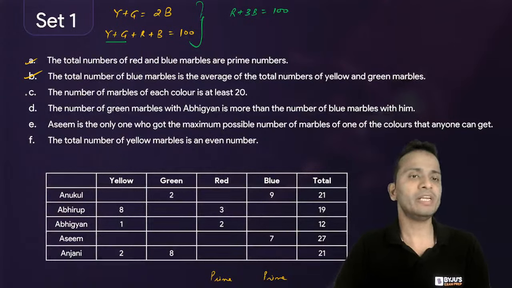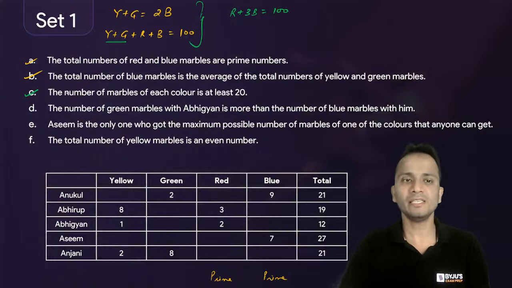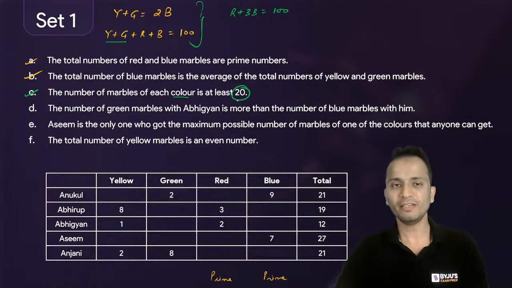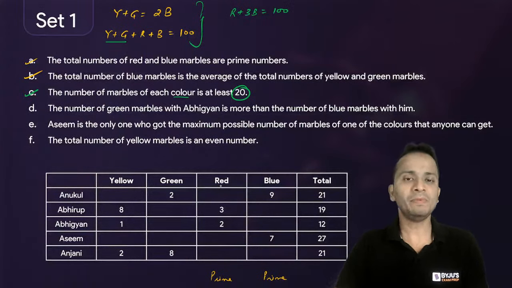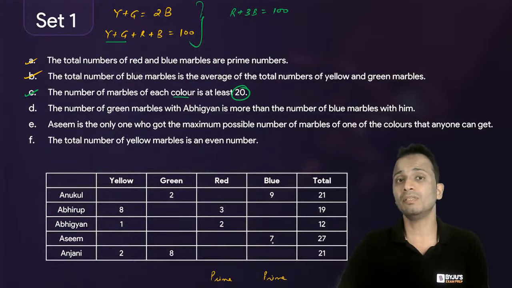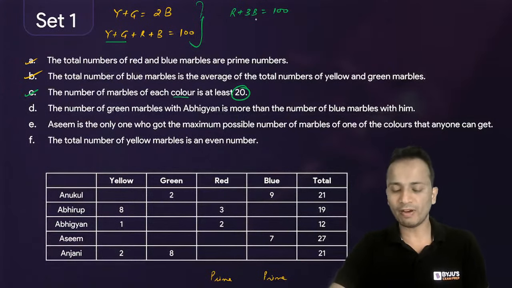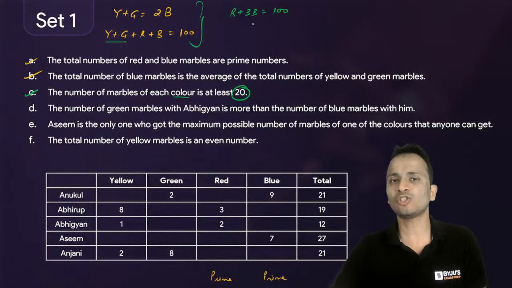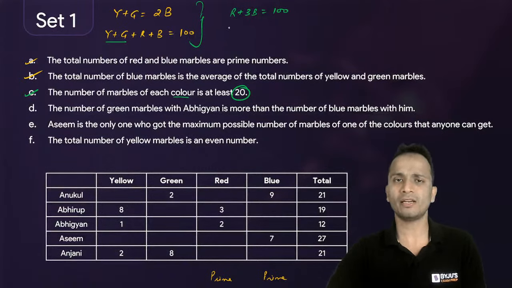And now if I read the next statement, statement C. The number of marbles of each color is at least 20. Fine. So at least 20. So that means the number of red marbles and the number of blue marbles are prime numbers greater than or equal to 20. So R and B, the value has to be greater than or equal to 20 and it has to be a prime number. Fine. So I will check for the prime numbers above 20. So can the value of R, the first prime number above 20 is 23.